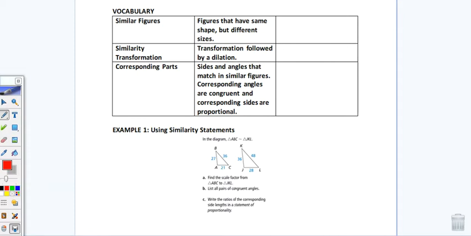We already know that they're figures that have the same shape, but a what? Okay, we talk about transformations. If I transform something, it's a rigid motion, but it changes to a non-rigid motion when we start doing what with the sides? And what kind of movement changes sides for us? What kind of movement? Dilation. So a similarity transformation right here, the definition is a transformation followed by what, kids? Dilation. And then corresponding sides.